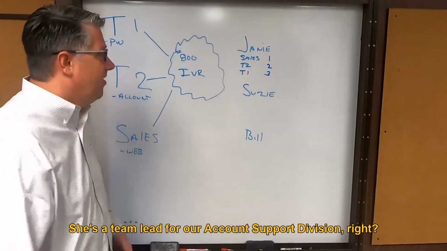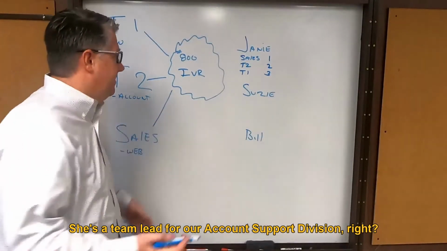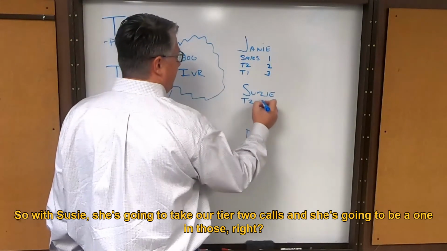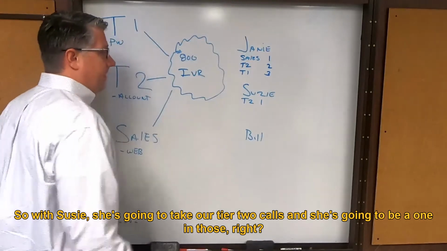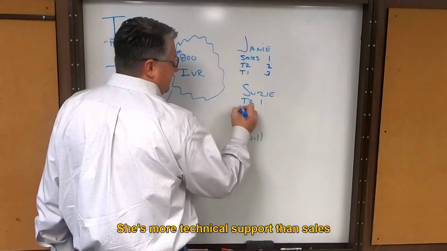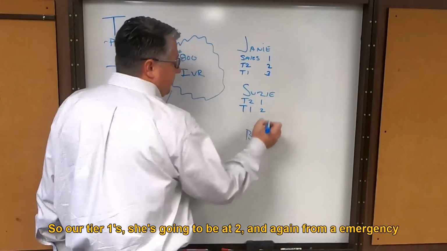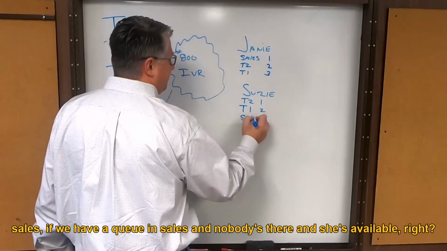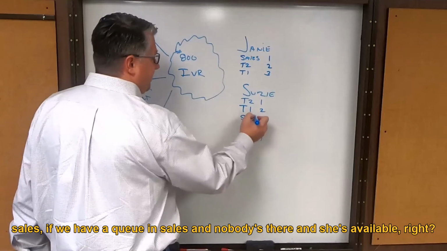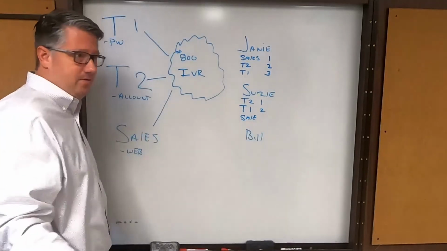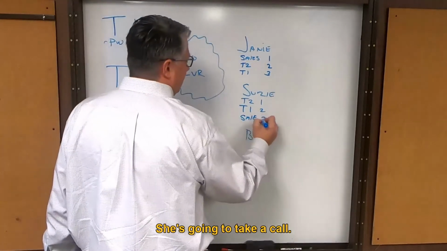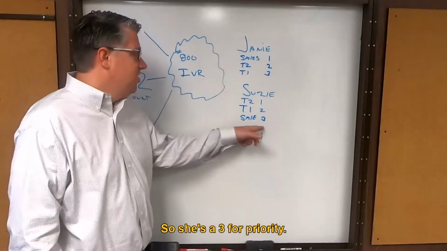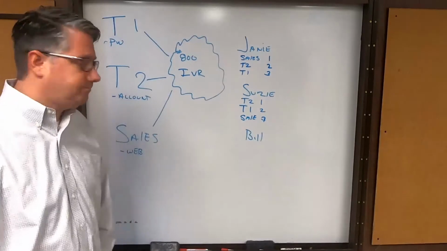She's a team lead for our account support division, right? So with Susie, she's going to take our tier 2 calls, and she's going to be a 1 in those, right? She's more technical support than sales, so our tier 1s, she's going to be a 2. And again, from an emergency sales standpoint, if we have a queue in sales and nobody's there, then she's available, right? She's going to take a call. She's not great at it, but she can do it, right? Because she's been here long. So she's a 3 for a priority, right?